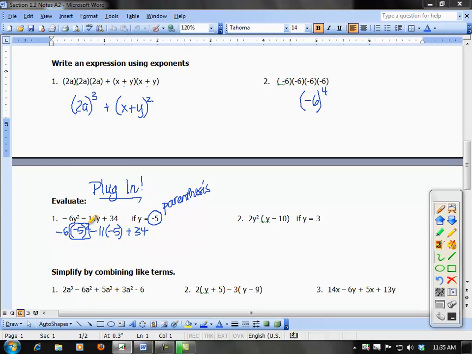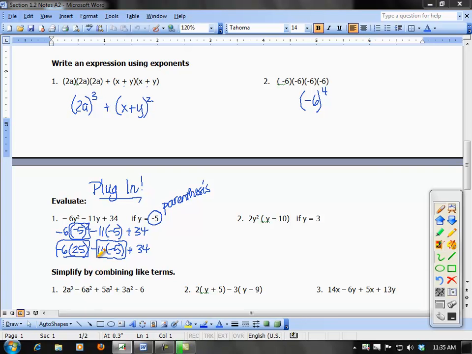Exponents: -5 when you square it is a positive 25, and that's why the parentheses are important. Minus 11 times -5 plus 34. Now this is multiplication and this is multiplication. Okay, so we can do that at the same time.